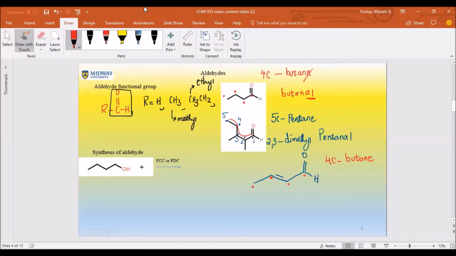But we have a double bond, right? Now, where do we start numbering from? The side containing the functional group, because aldehyde has a higher priority over a double bond. So it's 1, 2, 3, 4. So the double bond is between 2 and 3, right? So how do we write it?